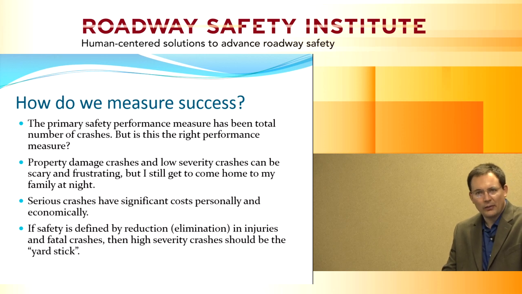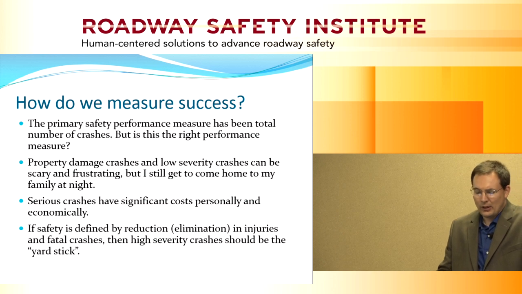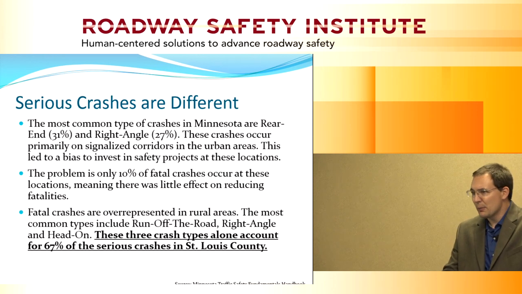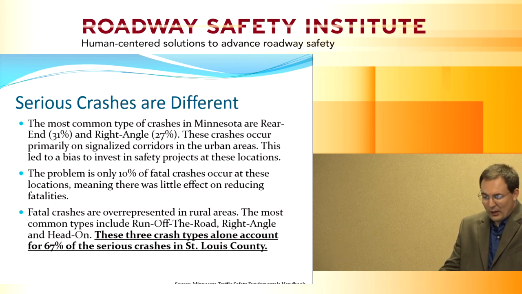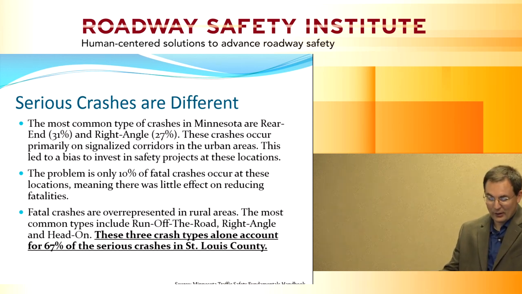And they're different. They lead you to different locations. If you use a total crash analysis basis, you're going to end up probably in the urban areas on signalized corridors. That's where most of our crashes are occurring in Minnesota, and nationally for that matter. But only 10% of those fatal crashes are at these locations of high crash locations. But fatal crashes are overrepresented in rural areas. And the common types are right angle, head-on, single vehicle run off the road.